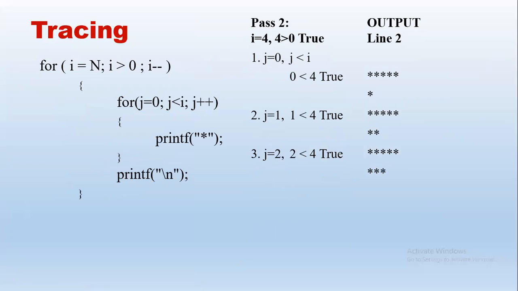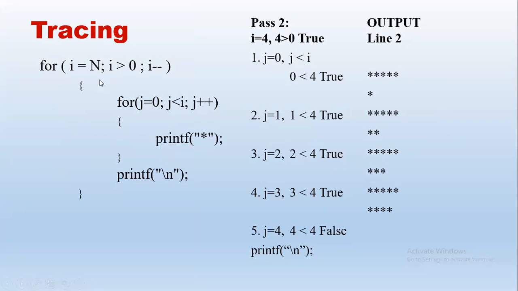j is incremented to 2. Star is printed 3 times in line 2. j is 3, star is printed 4 times. Until this case, the j value is less than i. When j becomes 4, 4 less than 4 is false, and we stop the inner loop execution. Now there is a new line, so the cursor comes to the third line, that is in the next pass.